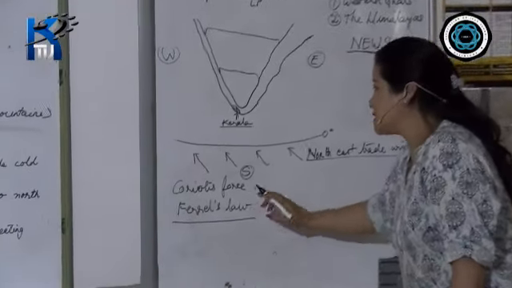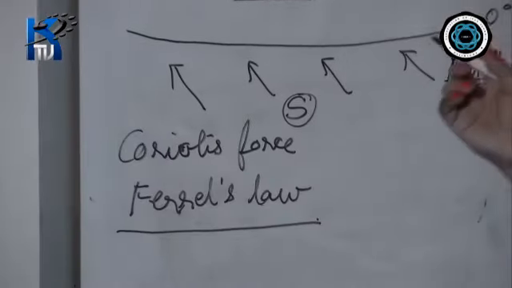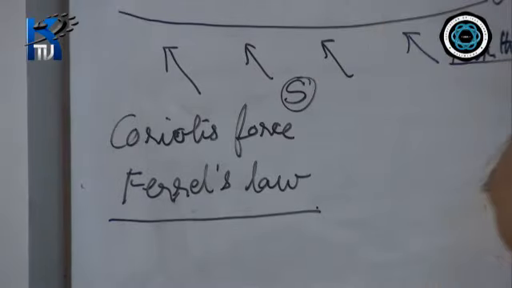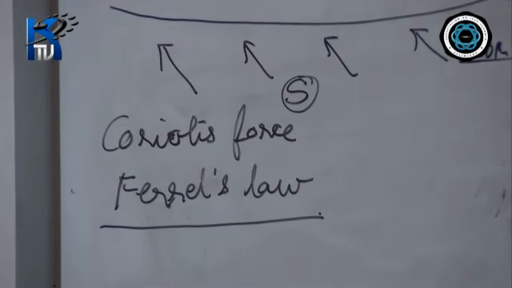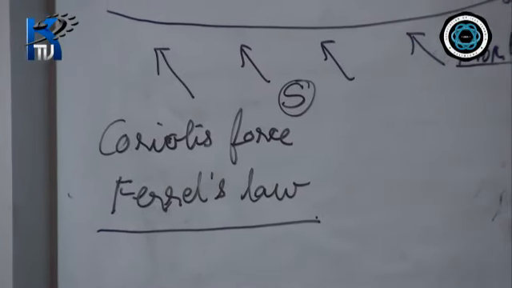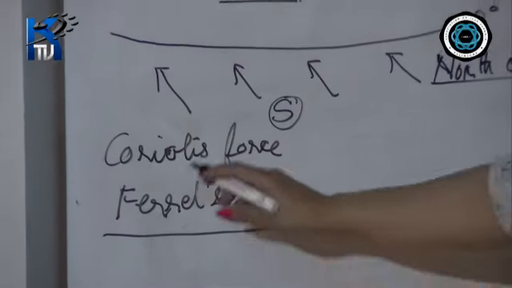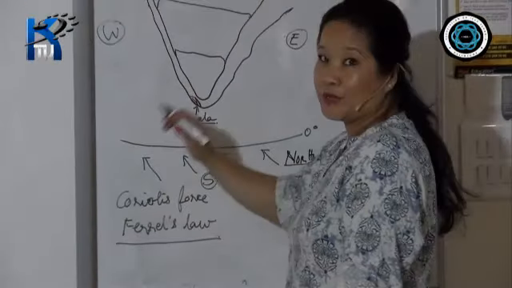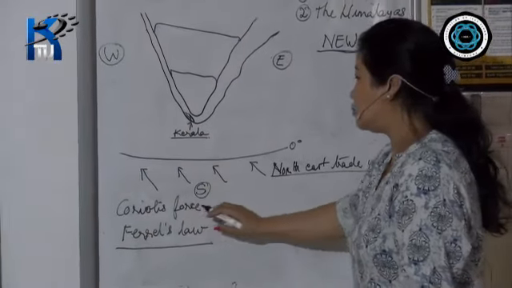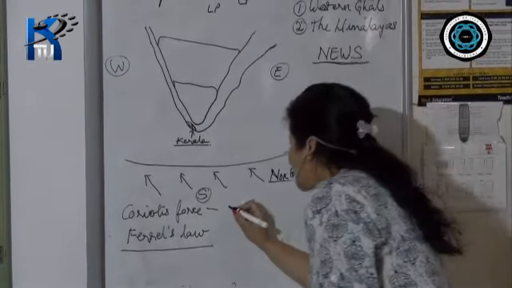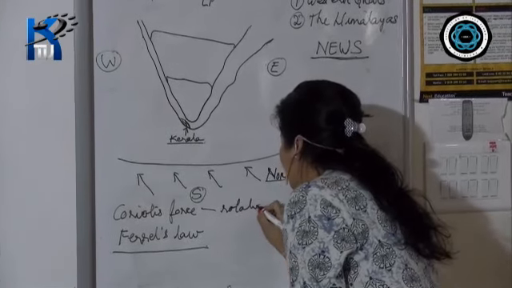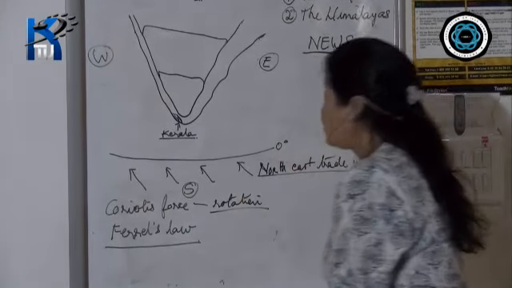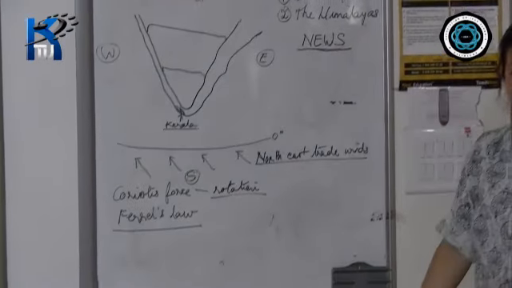Ferrel's law states the movement of the winds blowing from the southern hemisphere and from the northern hemisphere, with its deflection in the two directions. Now, the law states that, but actually the force that makes the winds get deflected is the Coriolis force, and the Coriolis force takes place because of the rotation of the earth.